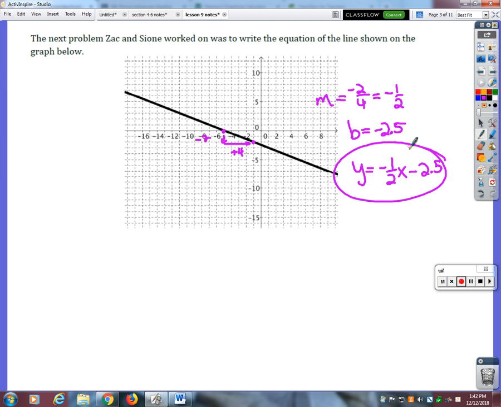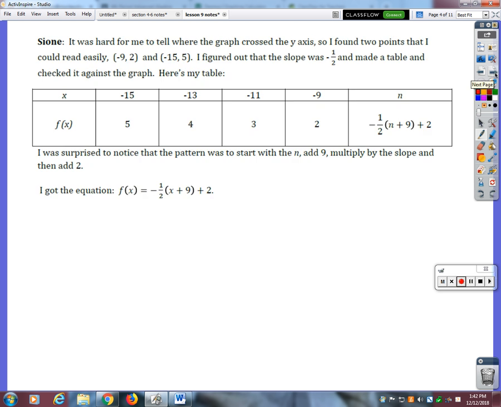Where's the what? From the slope. So Nathan noticed that this point right here is where the lines cross. And then this one right here is also where the lines cross. So to get from here to here, you have to go down 2 and over 4, which is the same thing as going down 1 and over 2. Just reduced it. 2 goes into both of them. Okay. All right, let's see what Zach and Sion have to say about this.